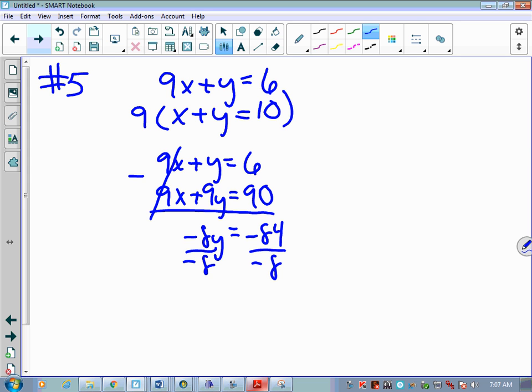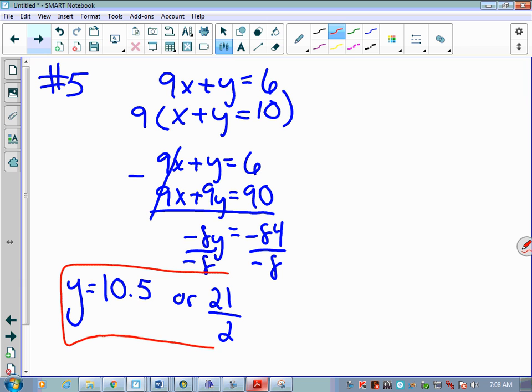Divide by negative 8. Y should equal negative 84 divided by negative 8. I get 5. Let's check our answer for 5. Let's see, they got 84 over 8, which is 21 over 2, which is the same as 10.5. So either one of these would work. Even if you wanted to put 84 over 8, we'd accept that too.